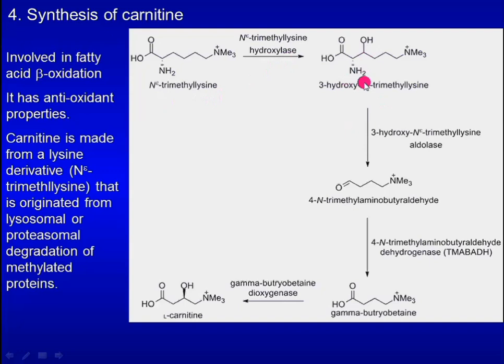Second step is cleavage between alpha and beta carbon, catalyzed by an aldolase. Third step is oxidation of the aldehyde group to form an acid. This step is catalyzed by a dehydrogenase. Final step is addition of a hydroxyl group, catalyzed by a dioxygenase.